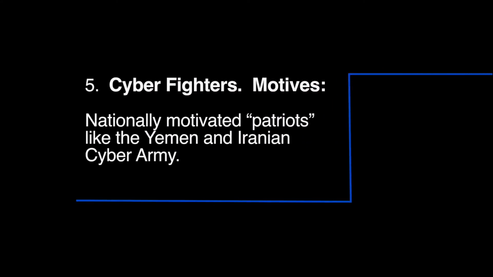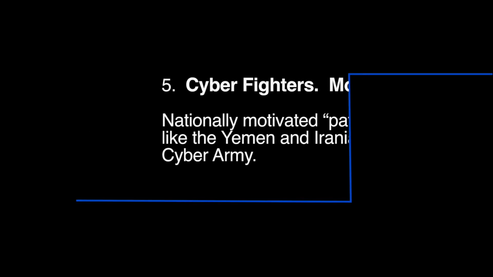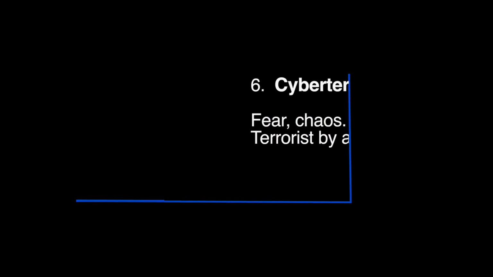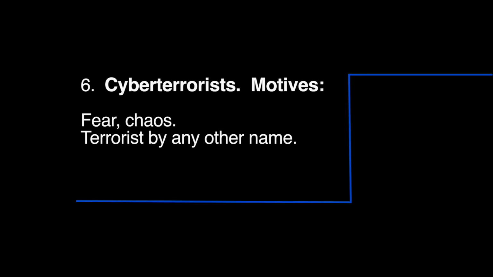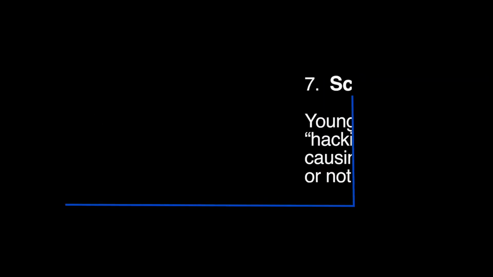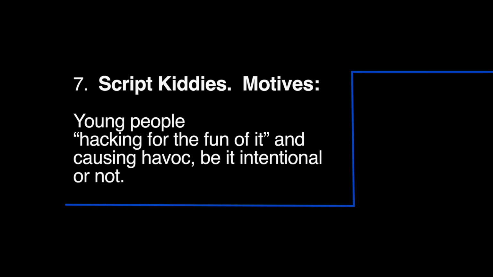Number 5, cyber fighters. Motives: nationally motivated patriots like the Yemen and the Iranian cyber army. Number 6, cyber terrorists. The motives are fear and chaos, terrorists by any other name. And number 7, script kiddies. These are the kids that hack for the fun of it, and they cause havoc either intentionally or not.